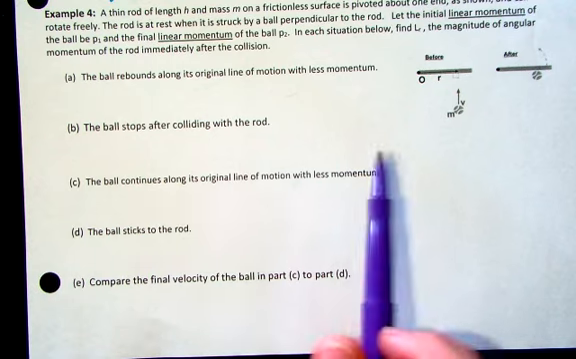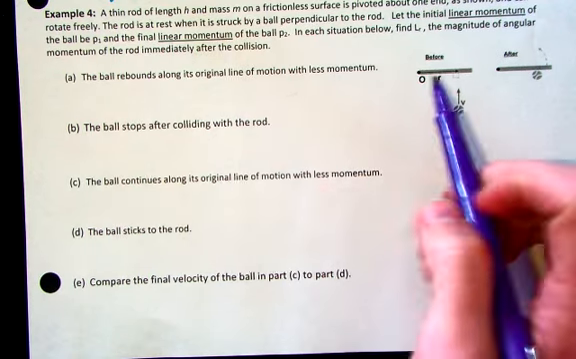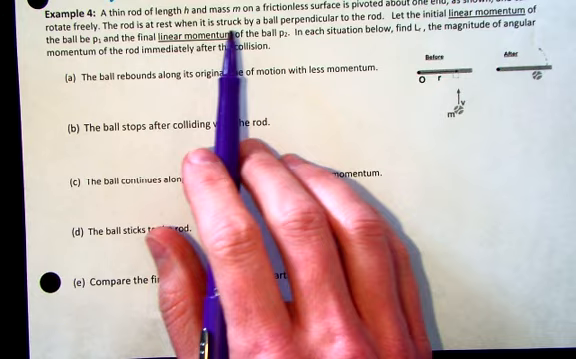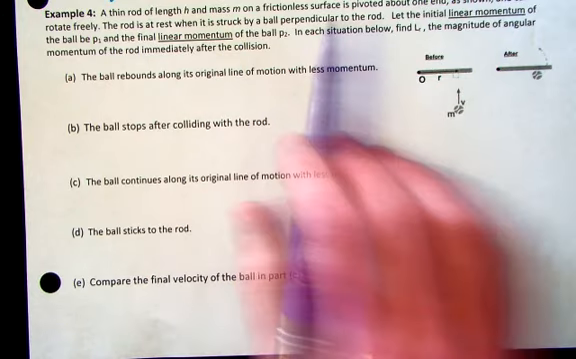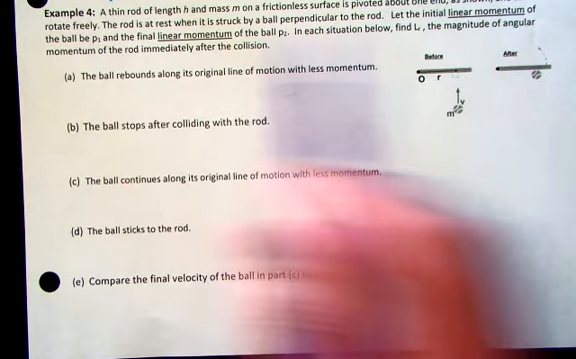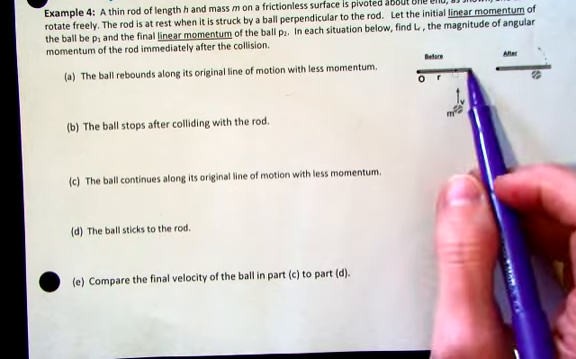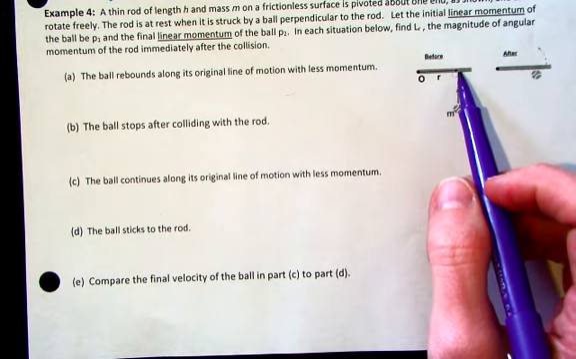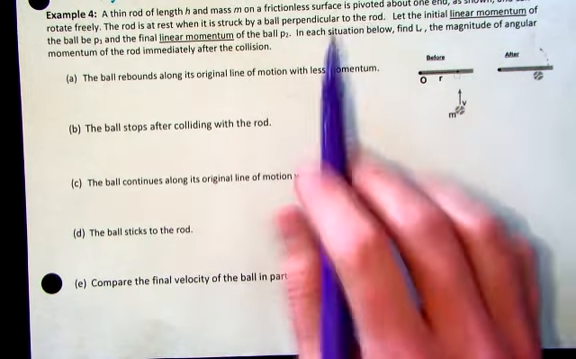In this situation, we have a thin rod of length h and mass m on a frictionless surface, and it pivots around one end. It can rotate freely, and the rod is at rest, and some ball is going to come up and strike the rod perpendicularly.